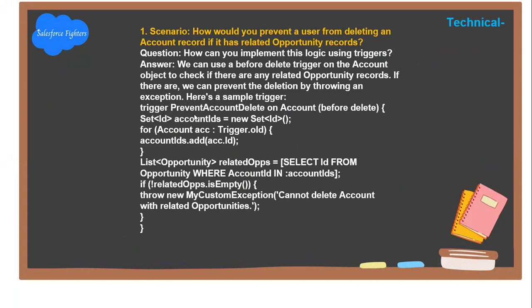Here is a sample trigger. Trigger PreventAccountDelete on Account before delete. Set<Id> accountIds = new Set<Id>(); for Account acc : Trigger.old, accountIds.add(acc.Id). List<Opportunity> relatedOpps = [SELECT Id FROM Opportunity WHERE AccountId IN :accountIds]. If relatedOpps is not empty, throw new MyCustomException: cannot delete accounts with related opportunity.